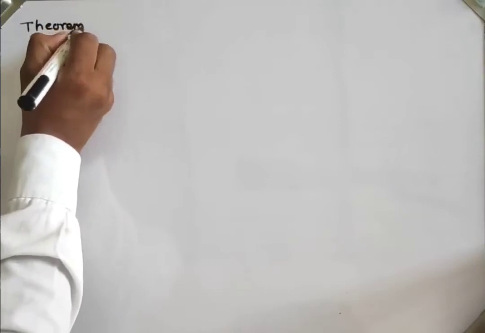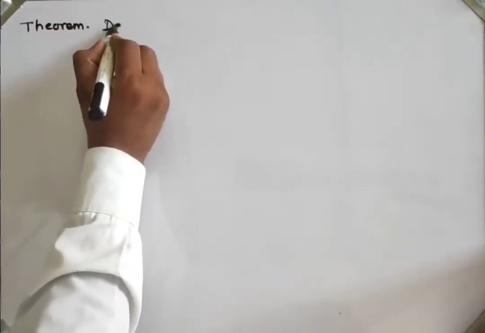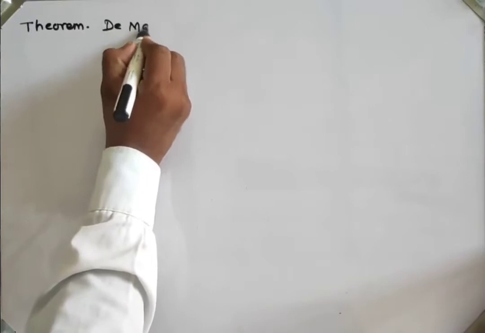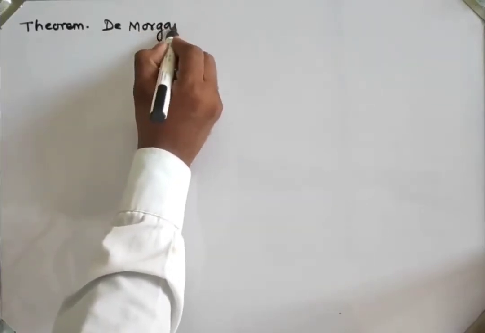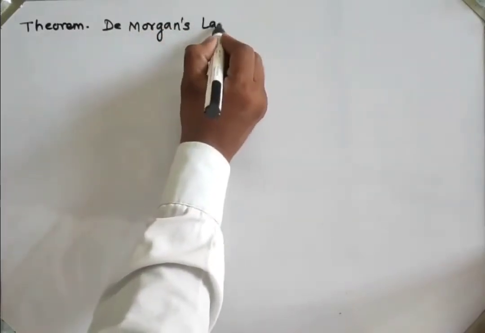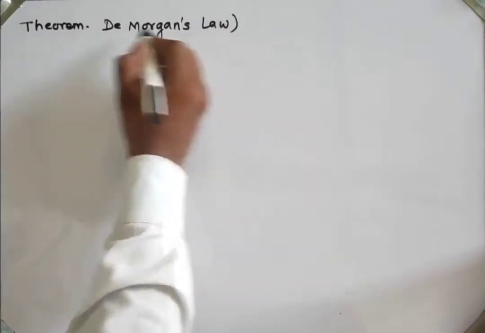Hello students, in the previous video we have seen sets, their union, intersection and complements. Now in this video we start De Morgan's law. First theorem, De Morgan's law. So what is De Morgan's law?